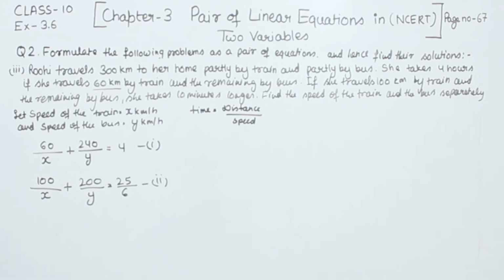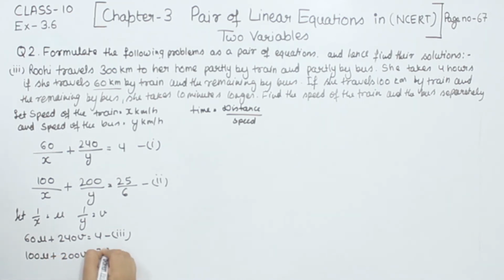Now first of all, we are going to solve this one. For that, we let 1 by x equal to u and 1 by y equal to v. So the first statement we are having is 60u plus 240v equal to 4. This is equation number 3. Now to solve this one, 100u plus 200v equal to 25 by 6. Now we transfer this 6 here. So we are having 600u plus 6 2s are 12, 100v equal to 25, and this is equation number 4.